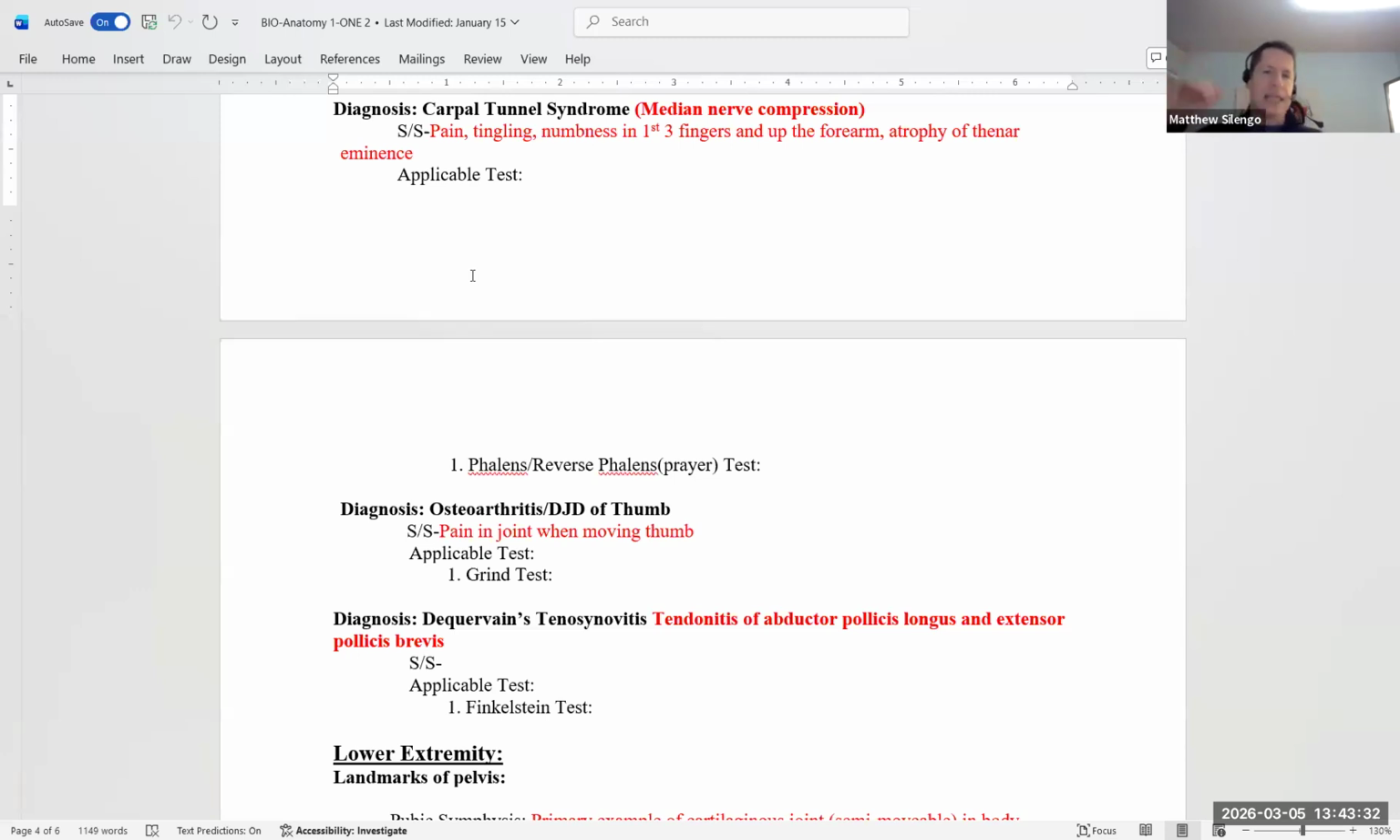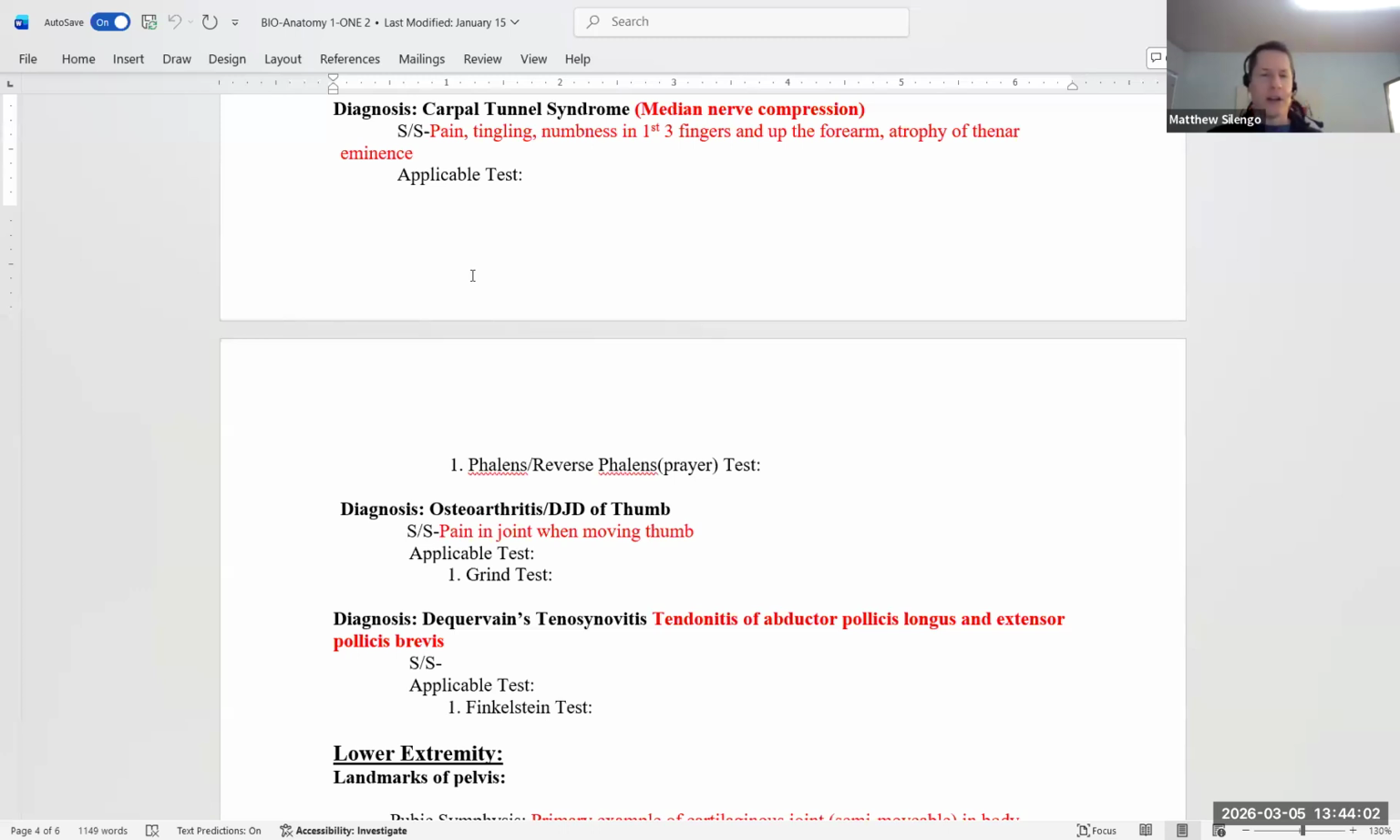And that's going to lead to pain, tingling, numbness in that thenar eminence area, in the first three fingers. It might radiate up the forearm a bit. They might get atrophy of the thenar eminence. Oftentimes, they give you a history of this is a person that does a lot of typing or something using their fingers. Those signs and symptoms indicate what we call carpal tunnel syndrome, compression of the median nerve in that carpal tunnel.